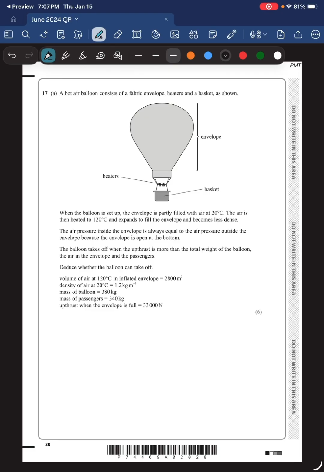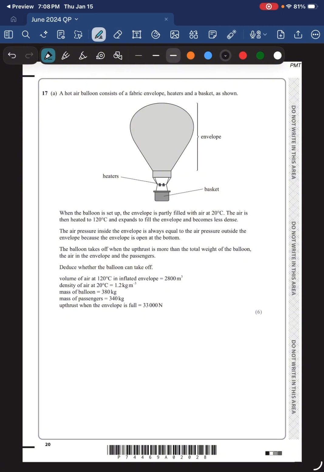Let's go see it. A hot air balloon consists of a fabric envelope, heaters, and a basket as shown. When the balloon is set up, the envelope is partly filled with air at 20 degrees Celsius. The air is then heated to 120 degrees Celsius and expands to fill the envelope and becomes less dense. The air pressure inside the envelope is always equal to the air pressure outside the envelope because the envelope is open at the bottom. The balloon takes off when the upthrust is more than the total weight of the balloon, the air in the envelope and the passengers. Deduce whether the balloon can take off.